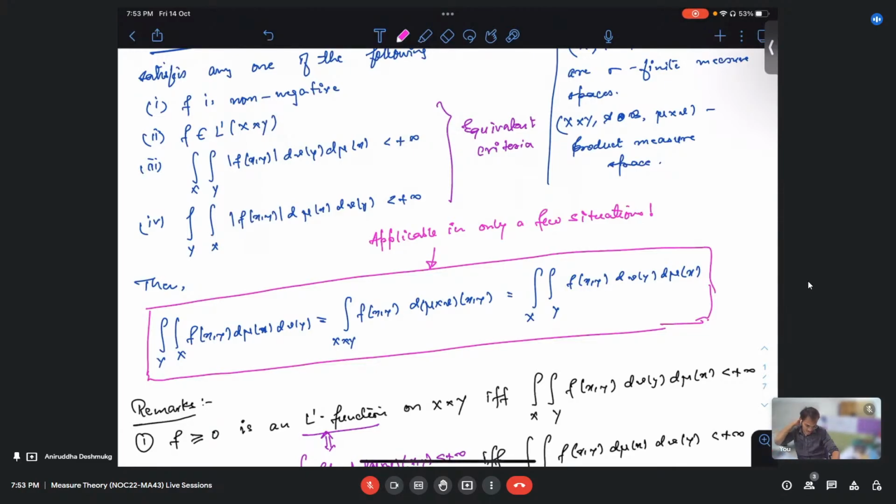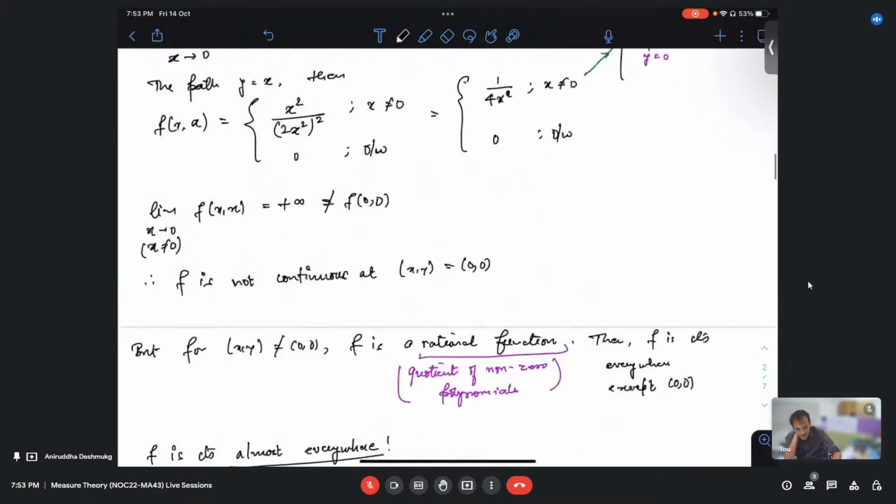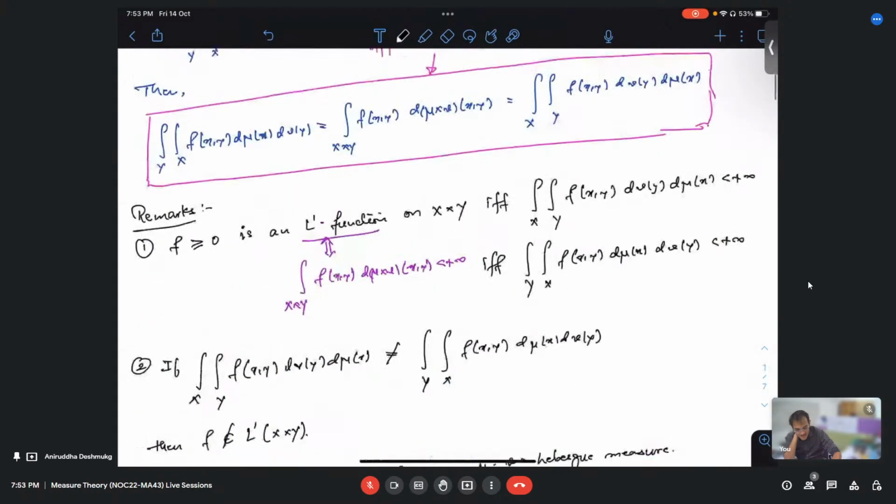So for instance, to give an example, I think 1 over root x. Yes, we have seen examples, right? Most of the times we cannot use it.